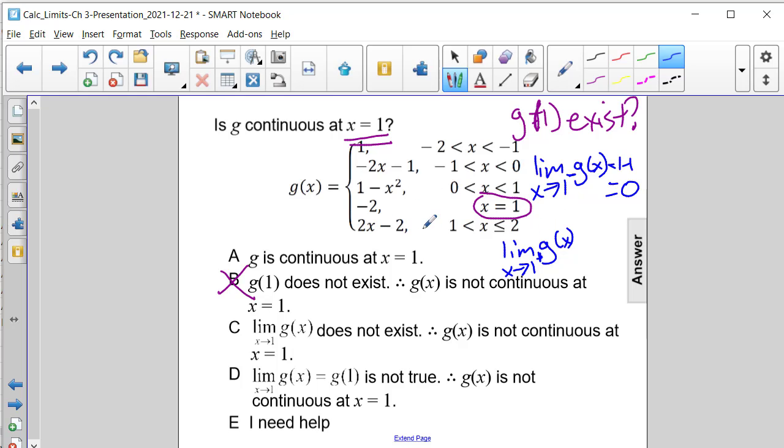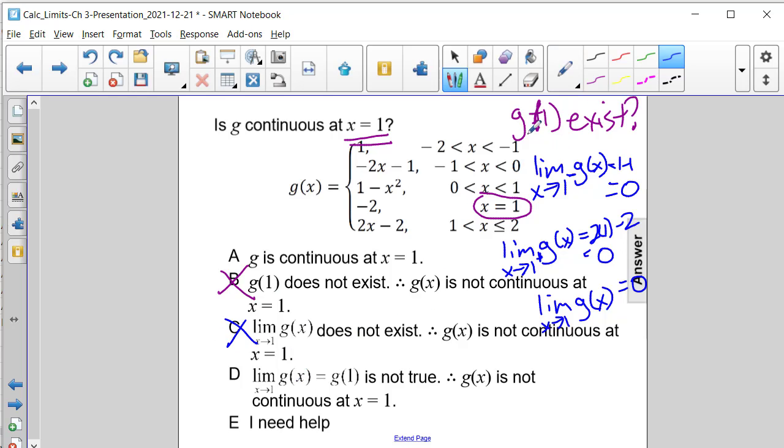Now let's approach our function g of x from the right-hand side. So again, we can substitute our 1 value in here. We would have 2 times 1 minus 2. Well, that's 2 minus 2, which is also 0. So therefore, the limit of g of x as x approaches 1 is indeed 0. So this does exist, therefore, because this limit exists, answer choice C can also be ruled out.